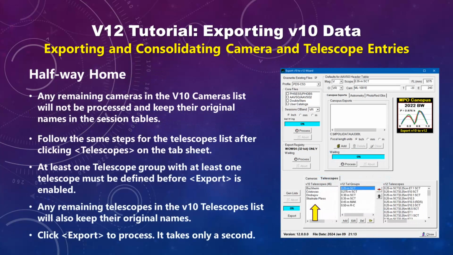Any camera names that are still in the version 10 list will not be changed. Repeat the steps on the Telescopes tab. As with the cameras, any version 10 names not tied to a new group name will not be changed. You must define at least one camera and one telescope group, and each must have at least one name tied to it in order to go on. Click the Export button to process the files. This will take very little time.